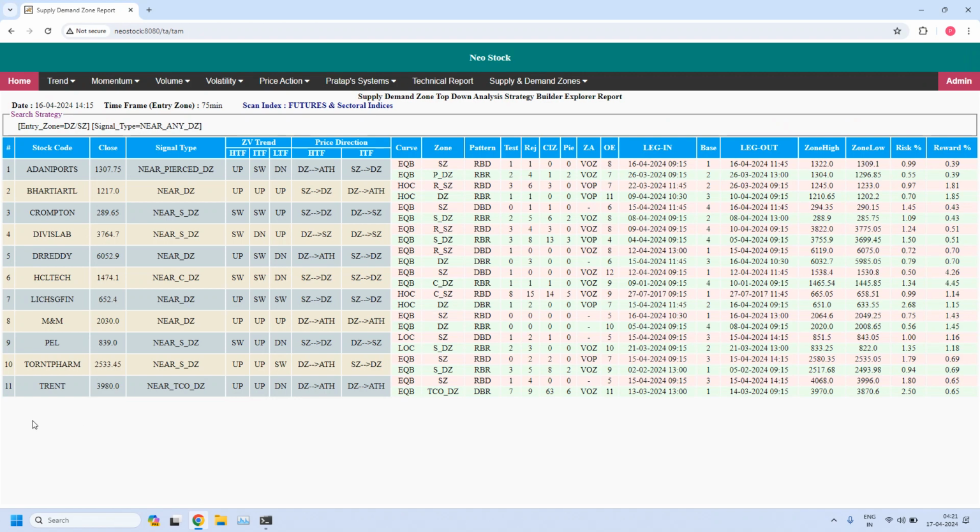So 11 stocks are filtered. Let us identify high liquidity 75 minutes demand zones from this list. We can't consider this, it is a pierced zone, not a valid zone. This is also a pierced zone, so we cannot consider even this one. The next one, this is a valid zone. HCL Technologies. So HCL Tech is already tested once, so you need to fine tune the zone and you need to identify a fresh fine tuned 5 minute zone.